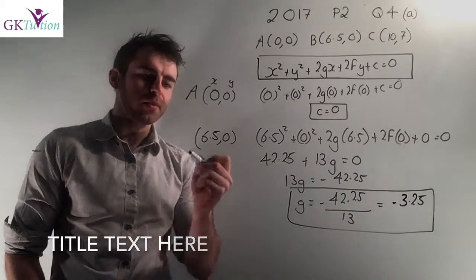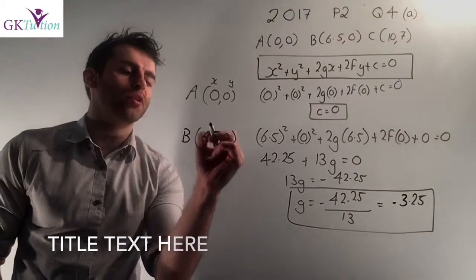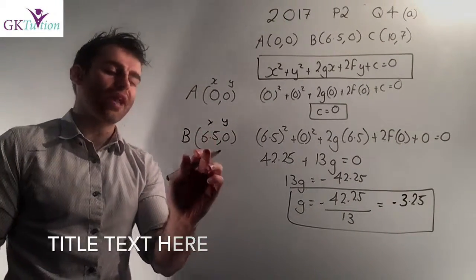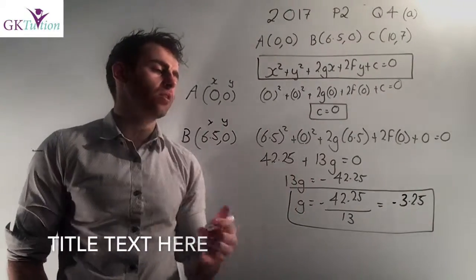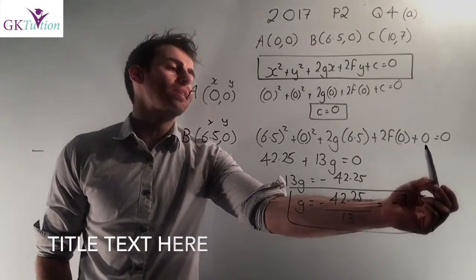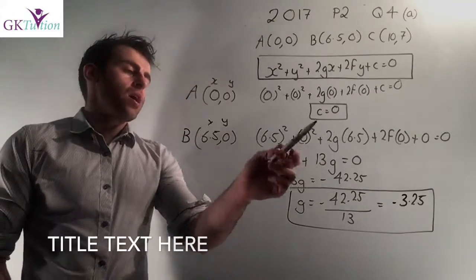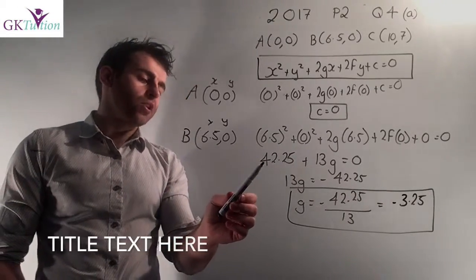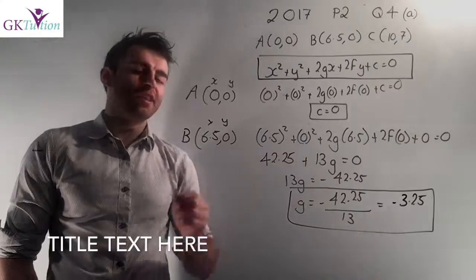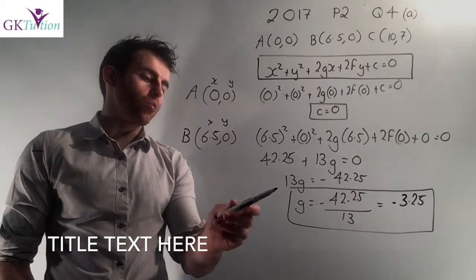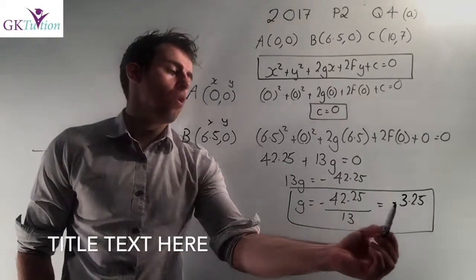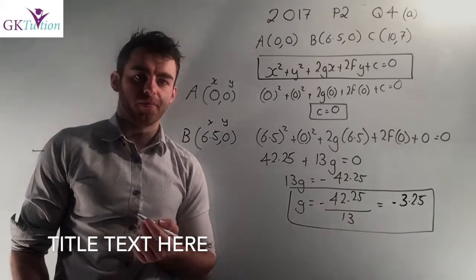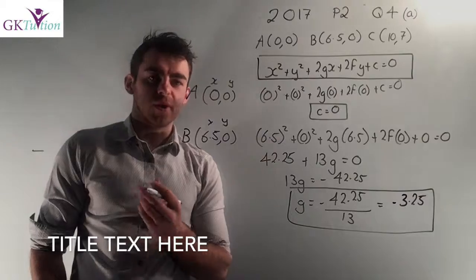The second thing I did was I subbed in the coordinate B, where x is 6.5 and y is equal to 0. If I sub that into the circle, notice this time I'm subbing in 0 for c as well. That allows me to work out that 42.25 plus 13g is equal to 0, which means g is equal to minus 42.25 over 13, or minus 3.25. Now all I need to do is find f.